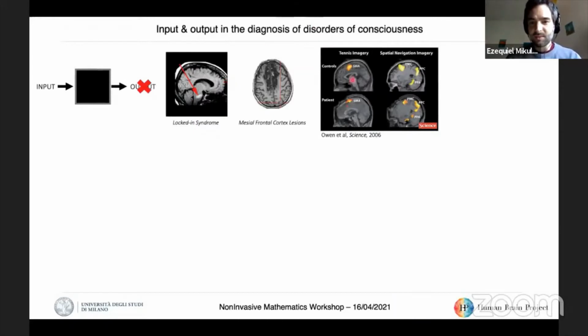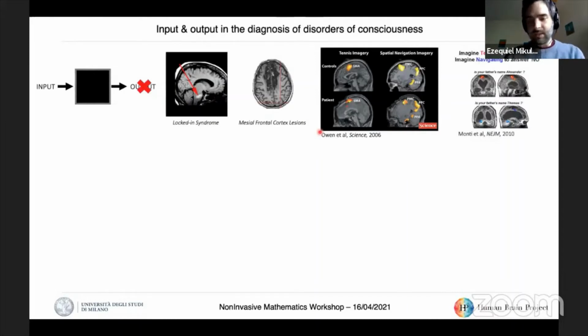He asked subjects while being on an fMRI scanner to imagine that they were playing tennis or that they were moving around in their apartment, and he showed that these two different tasks produce two very different patterns of activations. Then he took a patient and repeated the experiment and showed that the patient, even though he was completely unable to produce a motor output, his brain was responding to the commands that were given to him. This same paradigm was then extended as a way to communicate with these patients that would be otherwise disconnected.